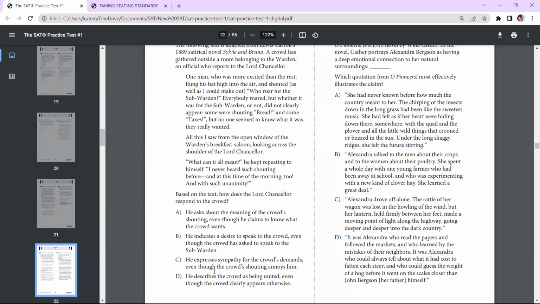So let's look at D and see. D says he describes the crowd as being united, which is here with such unanimity, even though the crowd clearly appears otherwise, which they do, right? This part initially says some are shouting bread, some are shouting taxes. No one knew why they were roaring. So this last part is basically the rest of the passage, and he does describe the crowd as being united. So what do we think now? C, D?